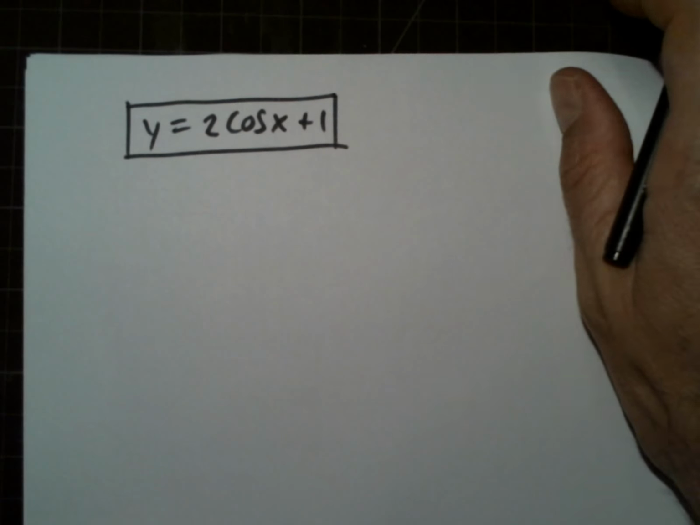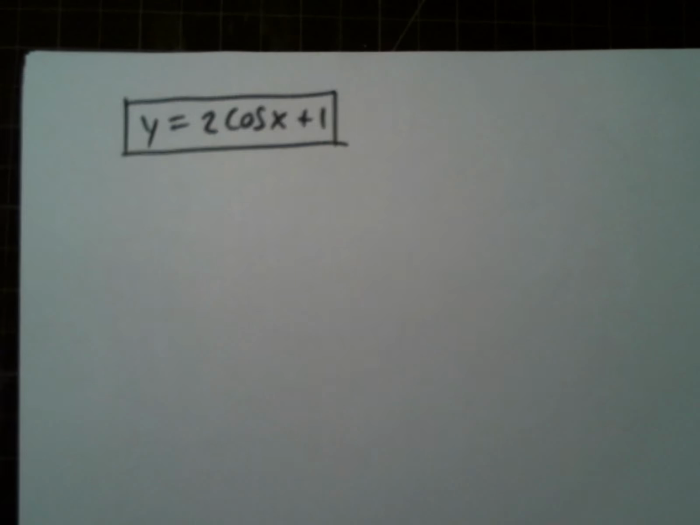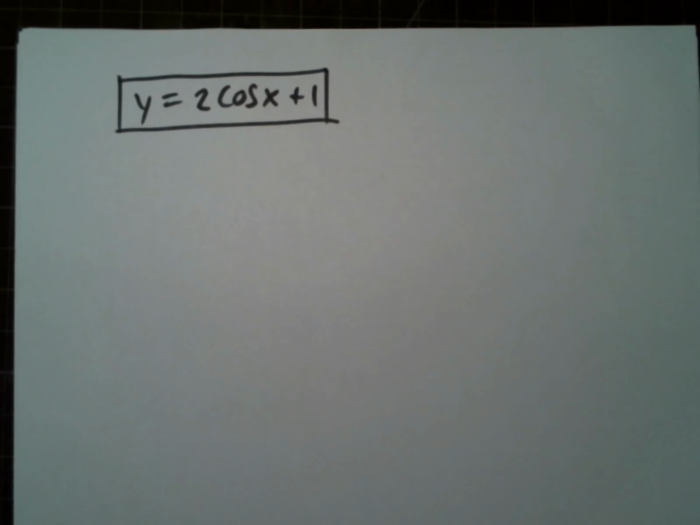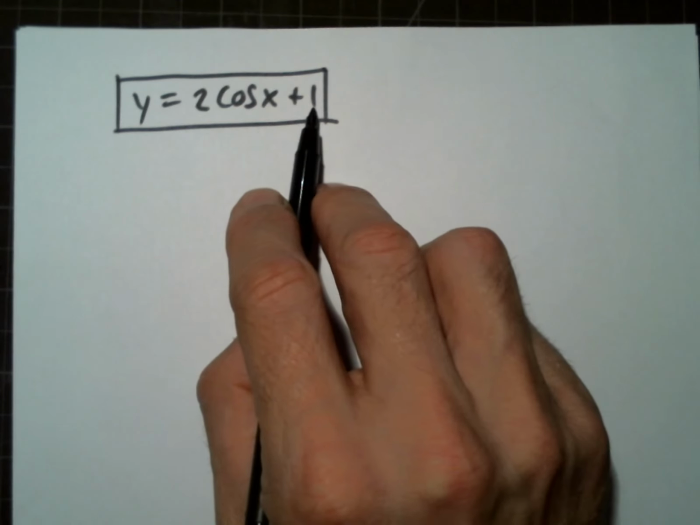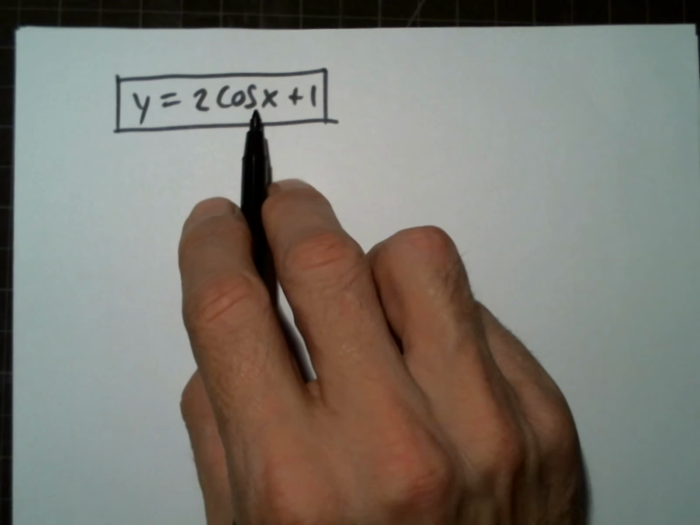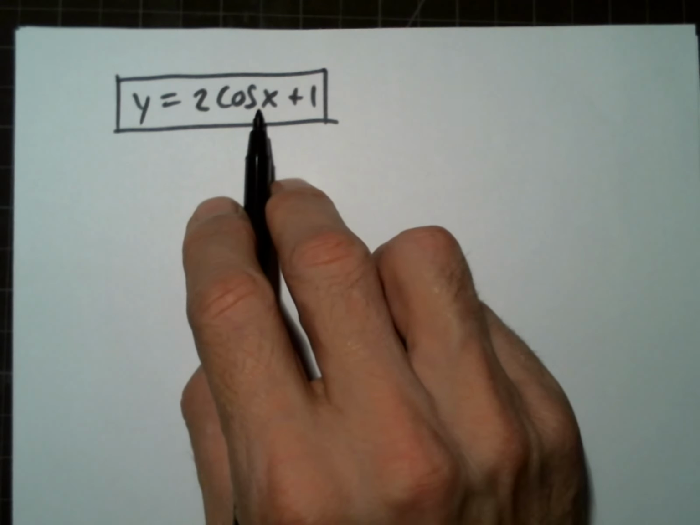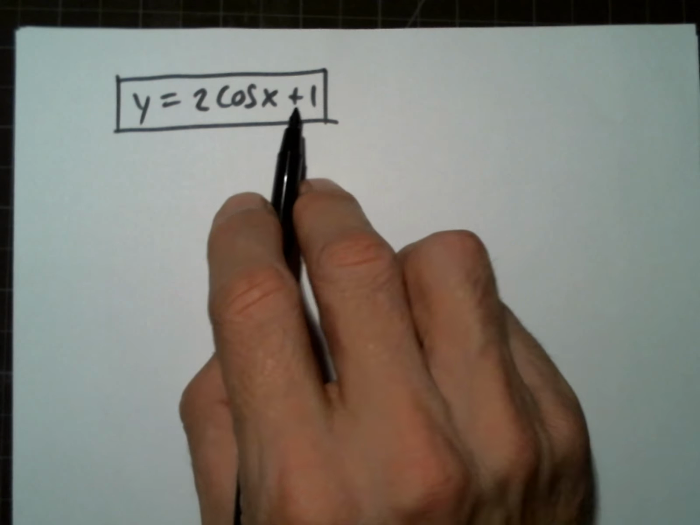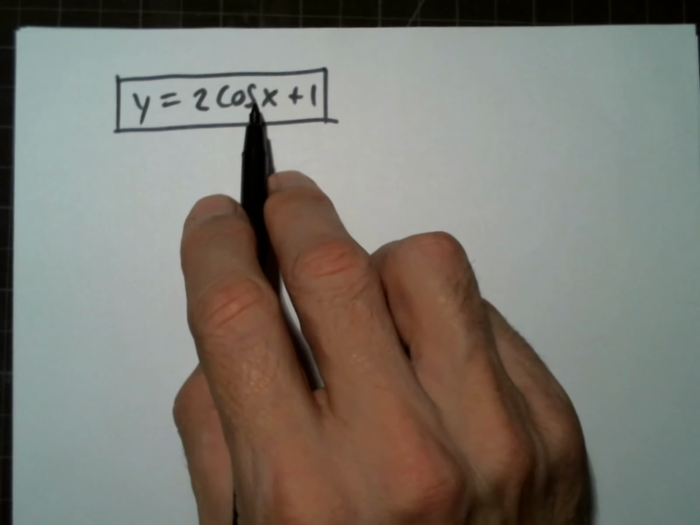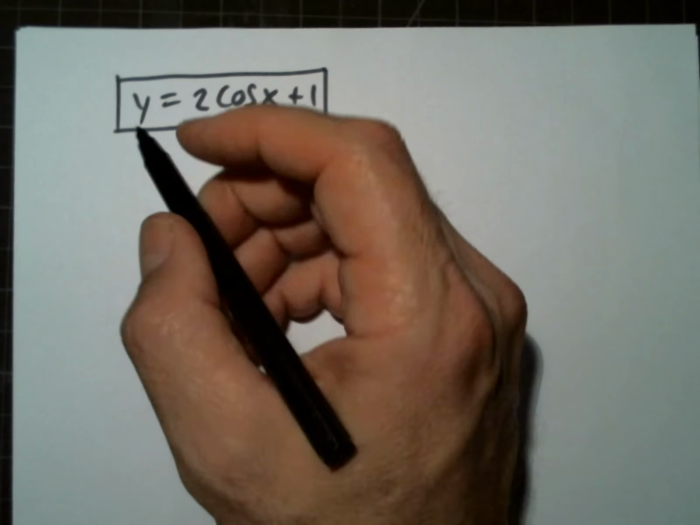Alright, and pause the video and try this one. Amplitude is 2. The vertical shift is 1, and there's no phase shift, and this 1 would have to be in parentheses for it to be a phase shift or horizontal shift. It's not inside with the x, so that's a vertical shift. We don't have any horizontal change in this problem. We're going to multiply the y by 2 and then add 1 to the y.